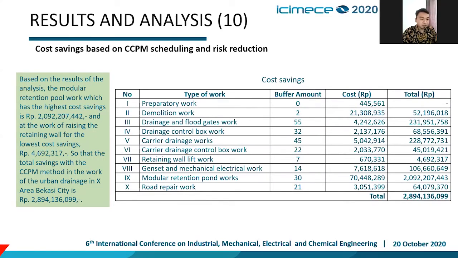Based on the result of the analysis, the modular retention pond work, which has the highest cost saving, is more than 2 billion rupiahs, and the work of pricing on the retaining wall, for the lowest cost saving, is about 4 million rupiahs, so that the total saving with the CCPM method in the work of the urban drainage in X area Bekasi city is more than 2 billion rupiahs.